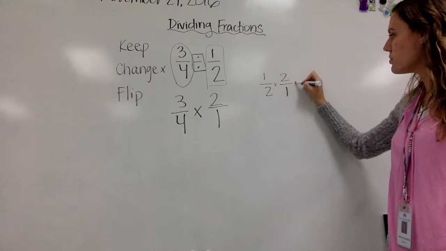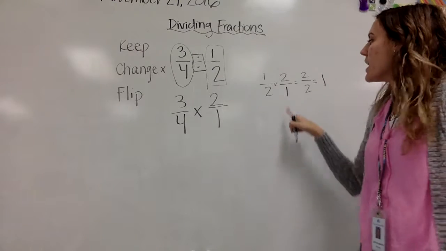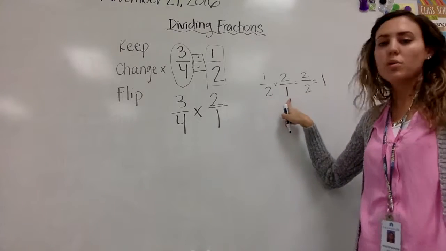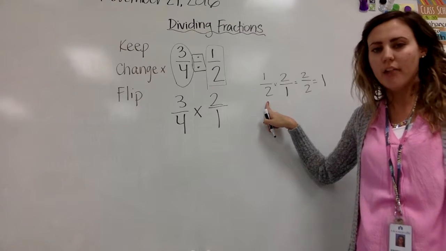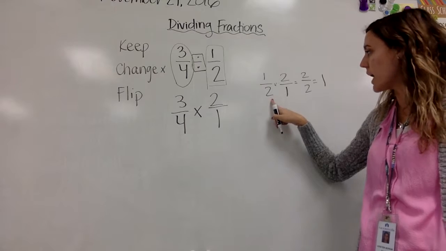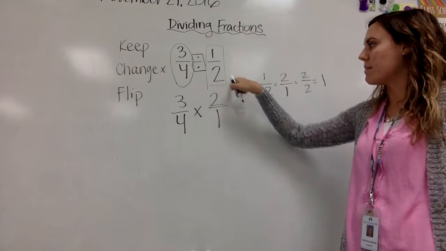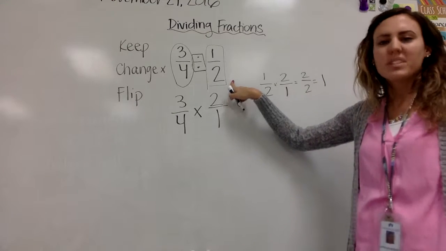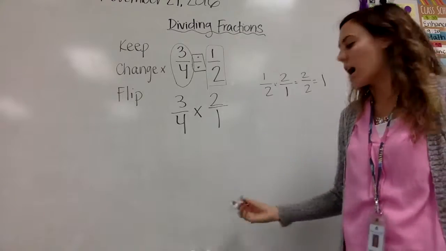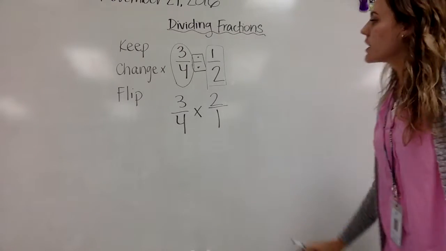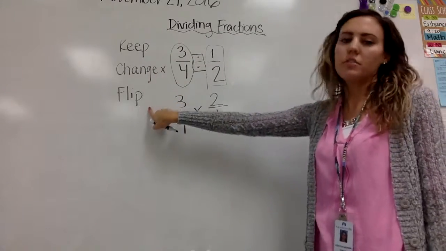If you multiplied those, you would get 2/2, which equals 1. This is because 2/1 is the opposite or the reciprocal of 1/2. And if you multiply by a reciprocal, it's the same thing as dividing by the original fraction. So instead of dividing, we're always going to multiply that reciprocal or the opposite fraction. So we know anytime we divide, we're going to follow keep, change, flip.